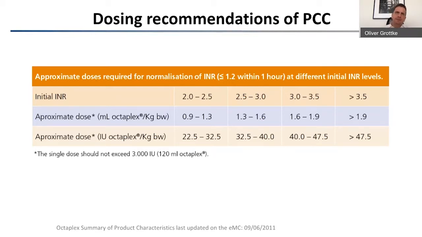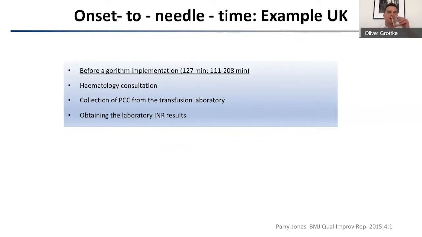One important thing, and this was quite surprising for myself, is that the time taken to give the 4-factor PCC to patients was investigated. These are data from the UK. The total time from the patient coming to the hospital to giving 4-factor PCC was an average of 127 minutes. And this is, of course, unacceptable, especially for those patients with ICH. This long time was due to hematology consultation, collection of PCC from the transfusion laboratory, and obtaining the laboratory INR results. They changed their algorithms.